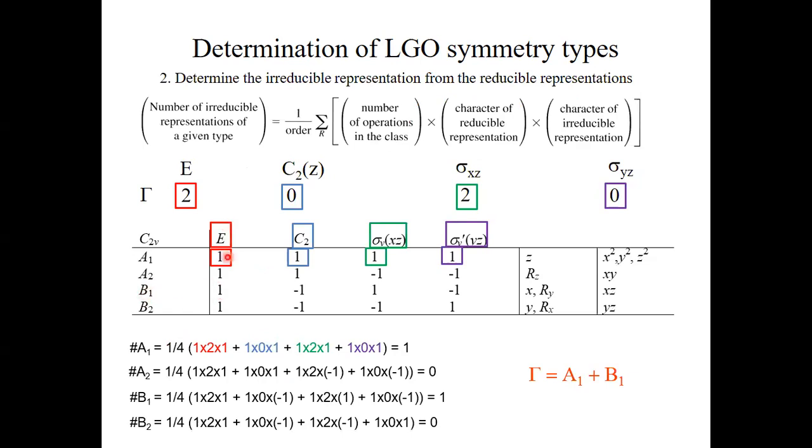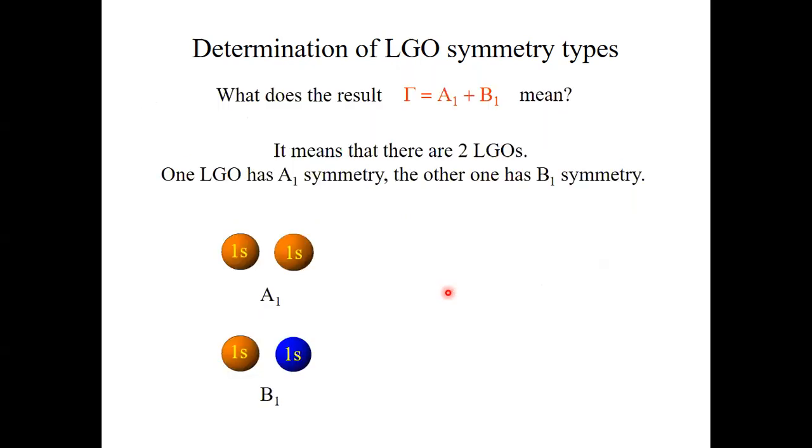We have 1 for the identity, -1 for C2, 1 for sigma v xz, and -1 for sigma v prime, okay? So this is how you can understand why one of the ligand group orbitals has a symmetry type of A1, while the other one has a symmetry type of B1. If you calculated the ligand group orbitals quantum mechanically, they would actually really adopt these forms, as depicted here.